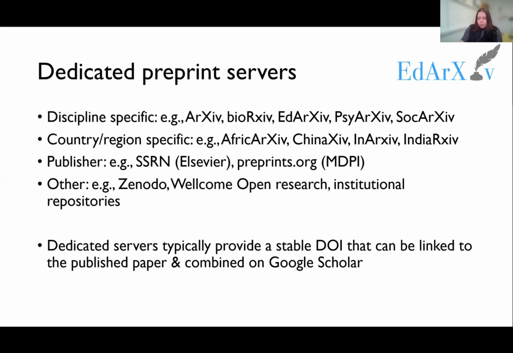The reason that you probably want to upload your preprint to a dedicated server rather than just putting them on your own website, or somewhere that's not linked to a wider database, is that these dedicated servers give your preprint a DOI, which means that it's stable, it can be cited. That DOI can then be linked to the DOI of the published paper. And importantly, these preprint servers tend to be indexed by Google Scholar. So your preprints will show up on your Google Scholar profile. And if anybody cites your preprint, then those citations can actually be combined with the citations of the published version as well.